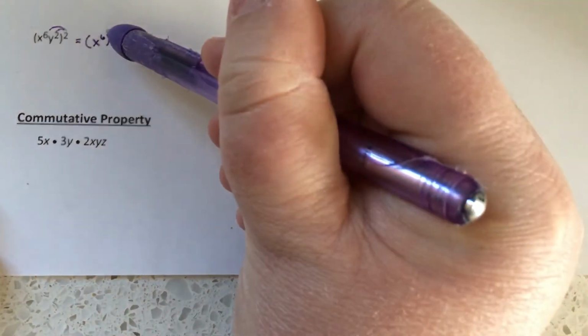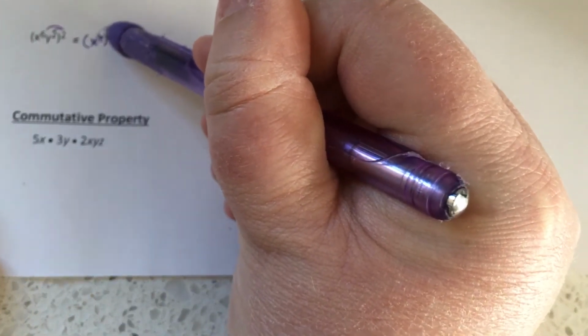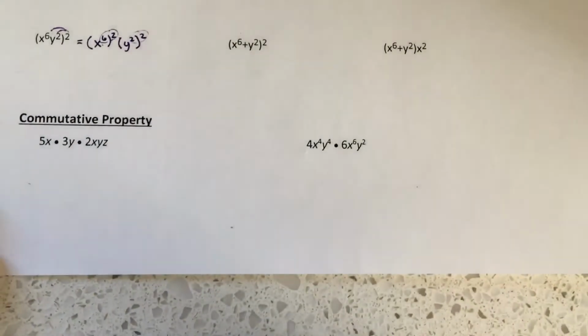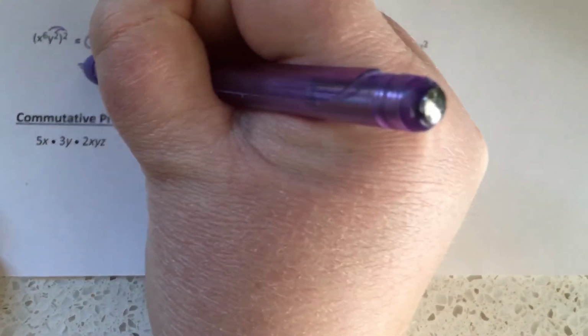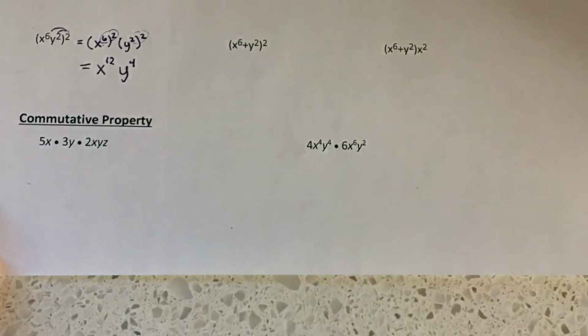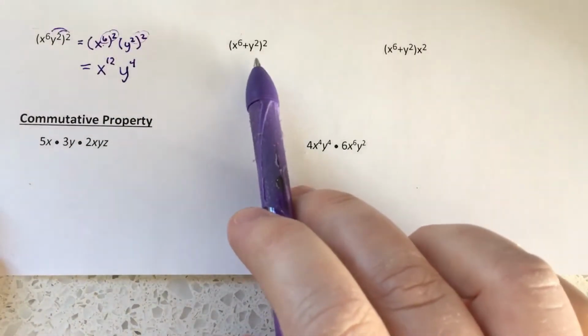And our rule of exponents was that we would multiply those exponents. If you're raising an exponent to another exponent, you multiply. So this would be x to the 12th, y to the 4th. Let's try this next one.